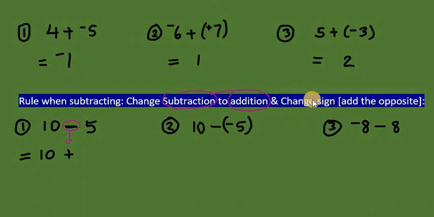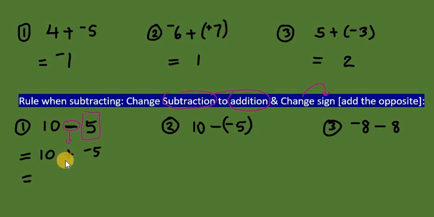And what do we do next? We change the sign. Change the sign of what? The number that we're subtracting. What number are we subtracting? We're subtracting a positive 5 from a positive 10, so that's why we get positive 5. But the idea here is what? We have a 5 and we want to change its sign to a negative 5.